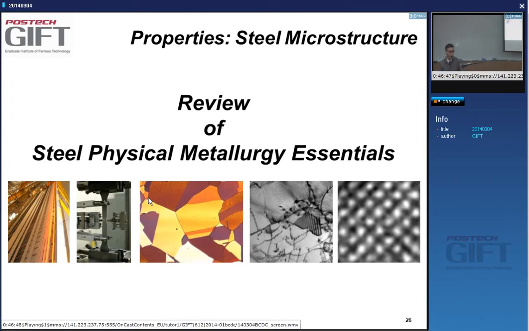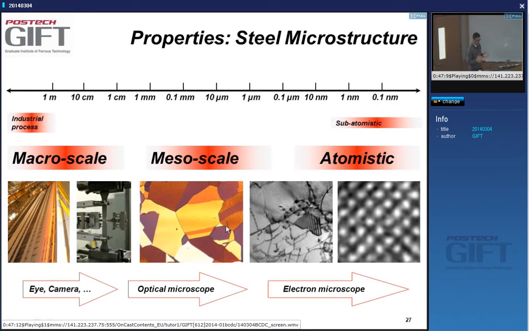Right, okay. So much for the general introduction. We will now start with basically reviewing the basics of the physical metallurgy of steels, yes? And as you can see here in these micrographs, one of the important things to do is to look at microstructures in steel, yes?